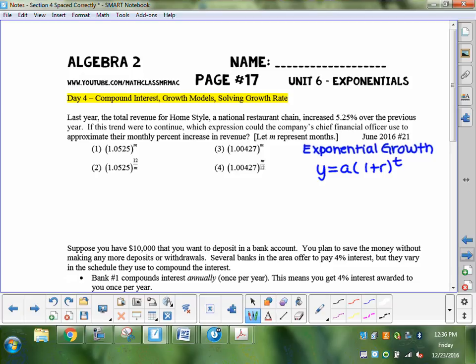So looking at this, we know some stuff that I can fill in. It says last year for this restaurant chain, the total revenue increased 5.25%. So I'd write this out as y is equal to some a, 1 plus 0.0525, raised to the t power. Now I'd combine this, and I'd normally say this would be y equals some a times 1.0525 raised to, in this case, the t power.